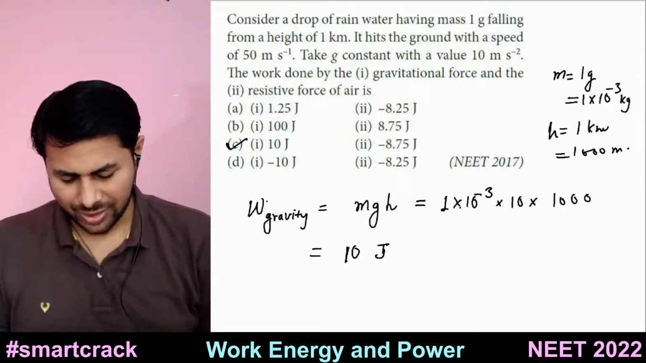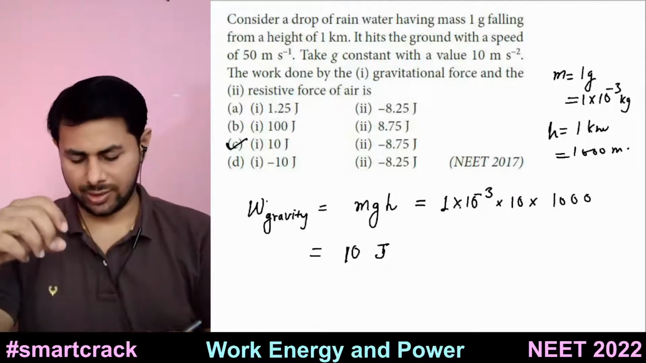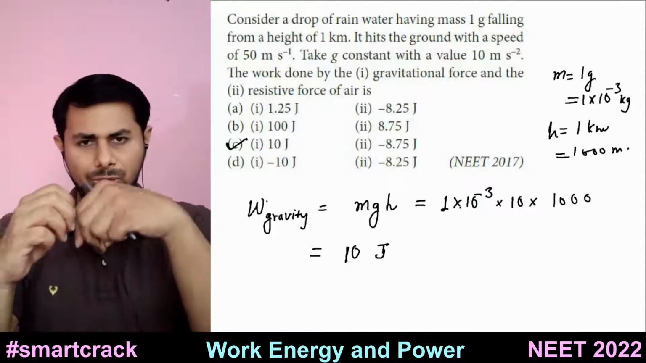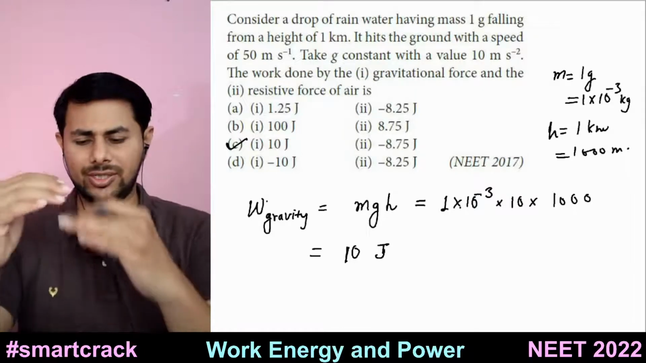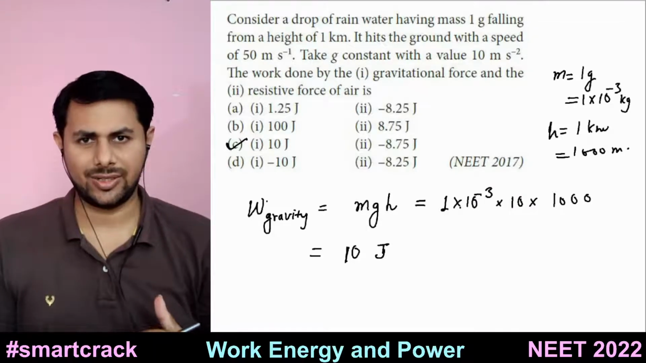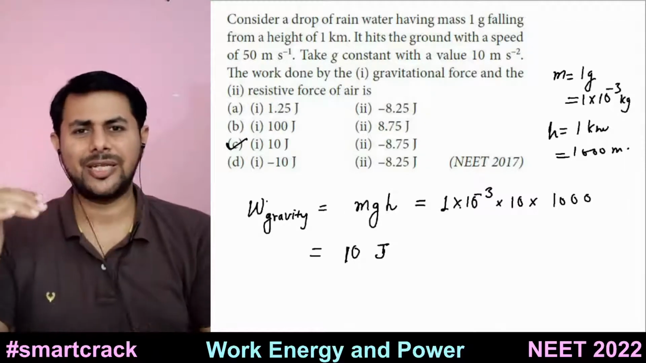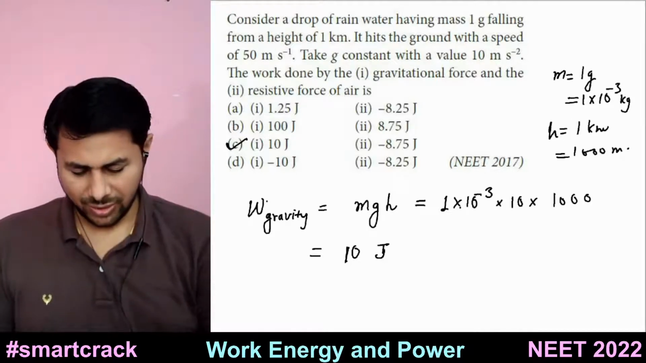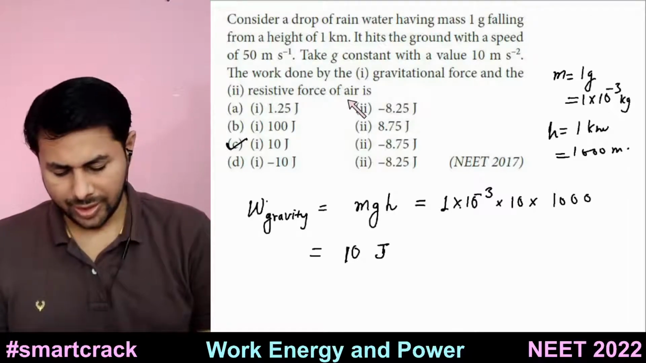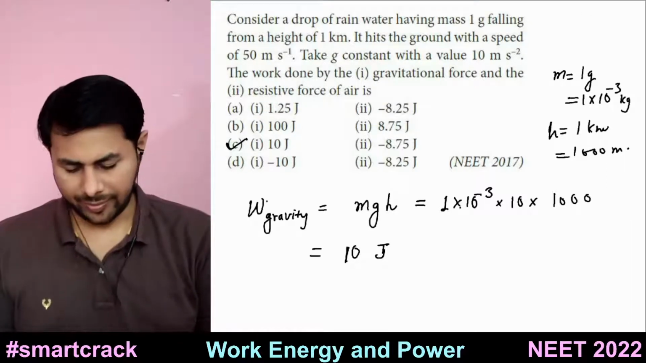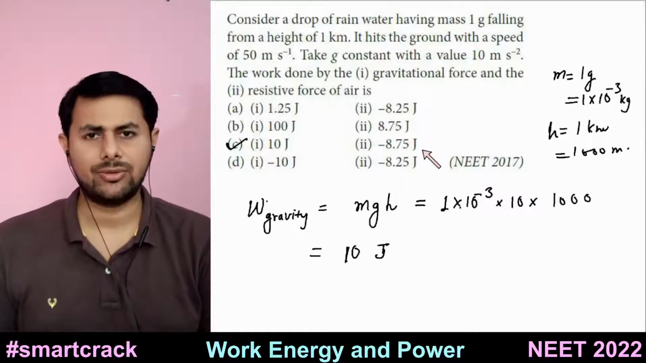You don't even have to solve for the second one. Because the drop of rain is falling, motion is in the direction of the gravitational force, and how much will be the work done? Work done equals the change in potential energy, that is mgh. Or you can say it is force into displacement. So gravitational force is mg, displacement is h. You have found out that work done is 10 joules, so you don't have to solve how much will be the work done by the resistive force by air. It will of course be negative, and it is minus 8.75 joules.